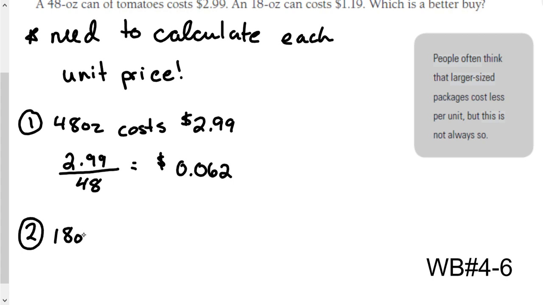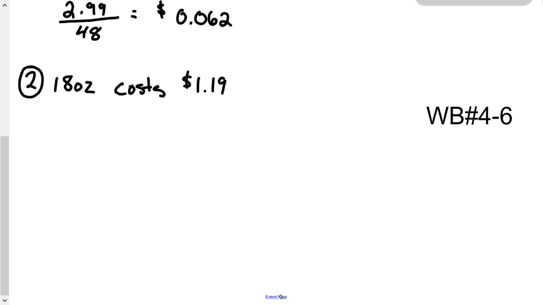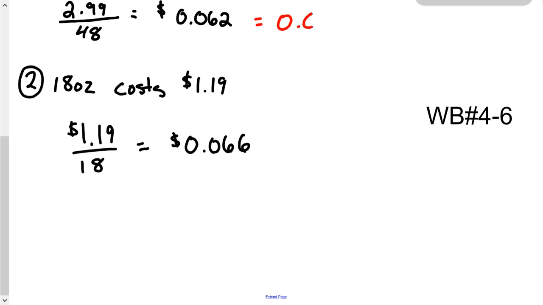So we have an 18-ounce can costing $1.19. We set this up. It should be $1.19 over 18, which is about 0.066. So if we round these, this is 0.06. And this one is 0.07, knowing that we have to round to 2 decimal places, and this digit tells it to move up, and this digit tells it to stay the same.